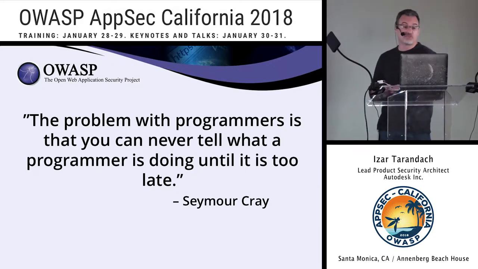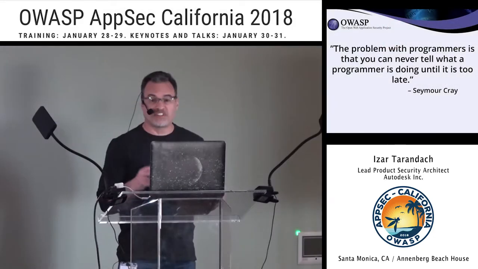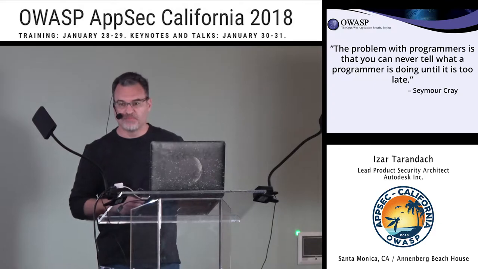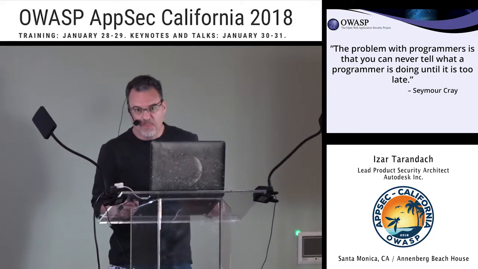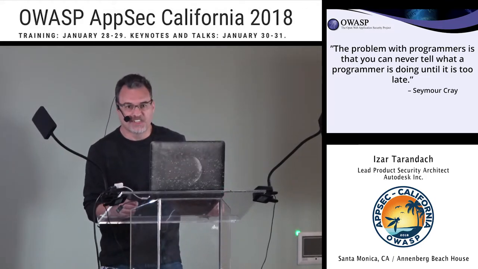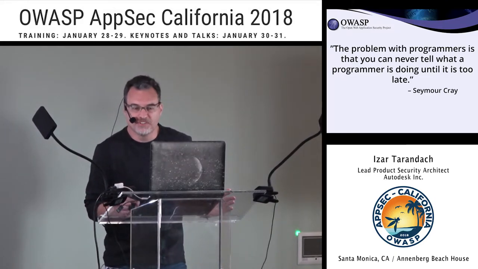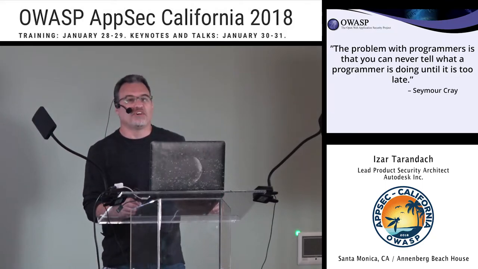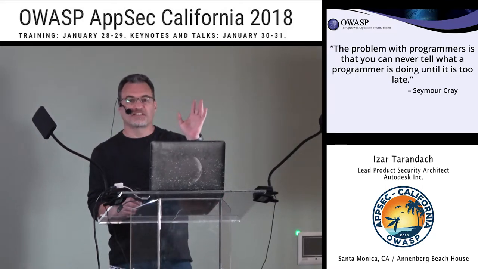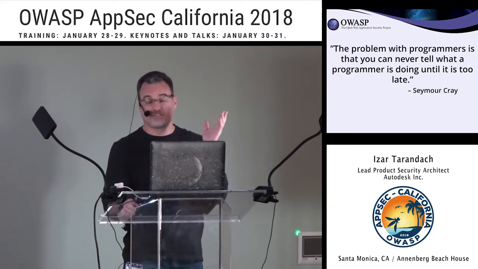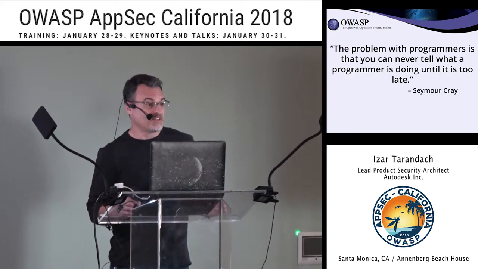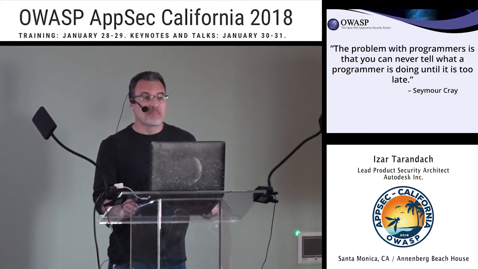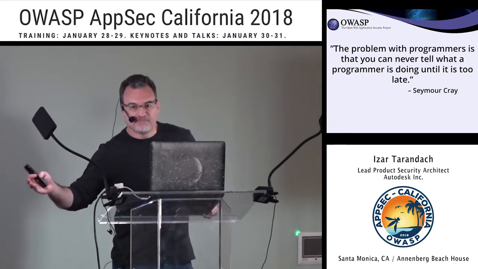So, Seymour Cray once said that the problem with programmers is that you can never tell what a programmer is doing until it's too late. Once the story is there on the board, they pick it up, they start doing their thing. They'll do whatever's in their head. They'll implement the design, they'll figure their own solutions, they'll find the latest shiny module that they're going to import, Lord knows from where, and they'll start using it. And we as security people usually only get to know about all this stuff when the CVE is out there.